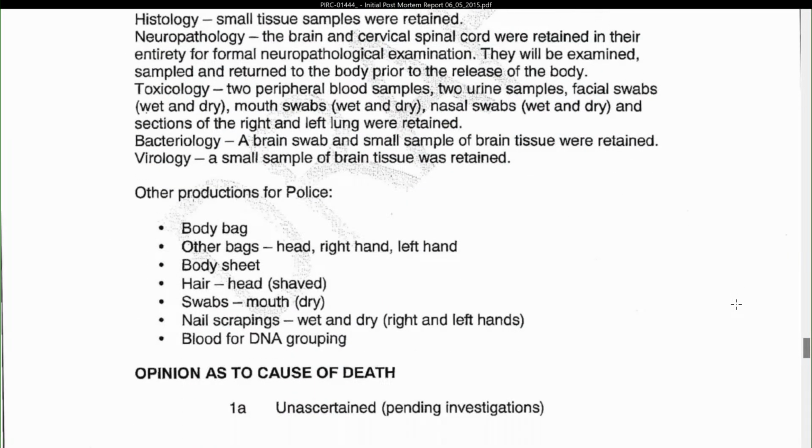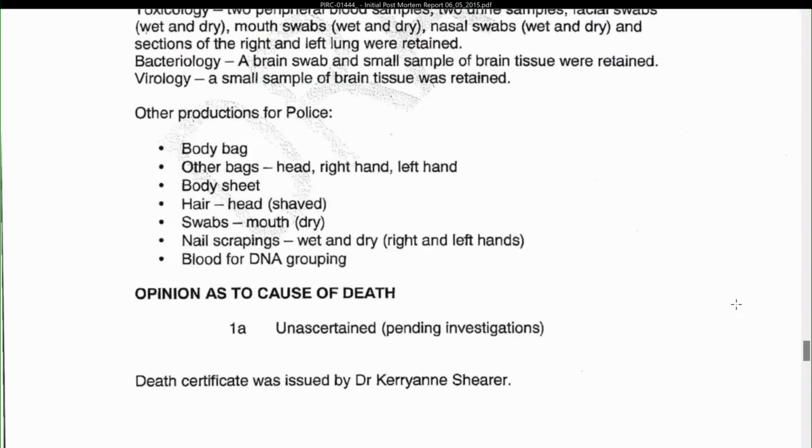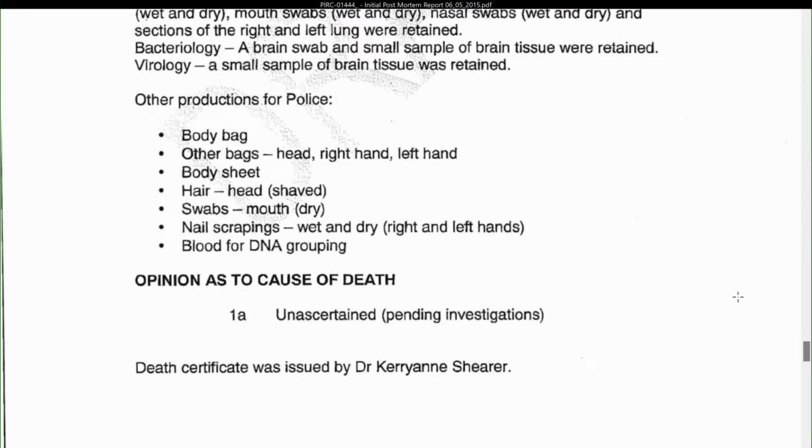And just to complete the consideration of your report, we can move further down the page. You then detail productions for the police. You've talked about Perk and DC Grady being there to take productions. And then your opinion as to cause of death, you've given there, and you've explained earlier, 1A, unascertained pending investigations. Yes. Thank you.